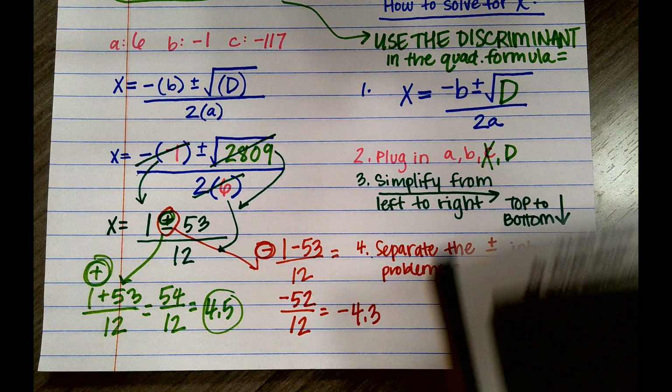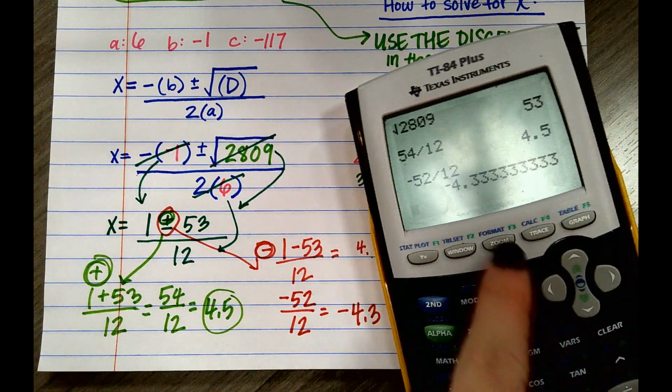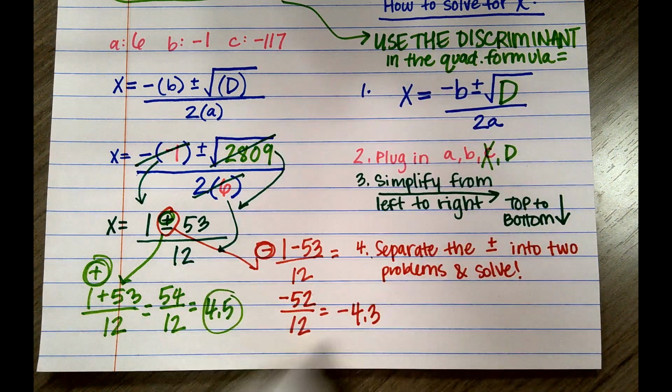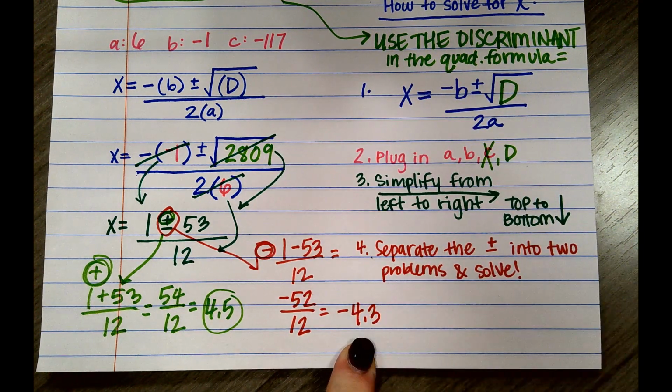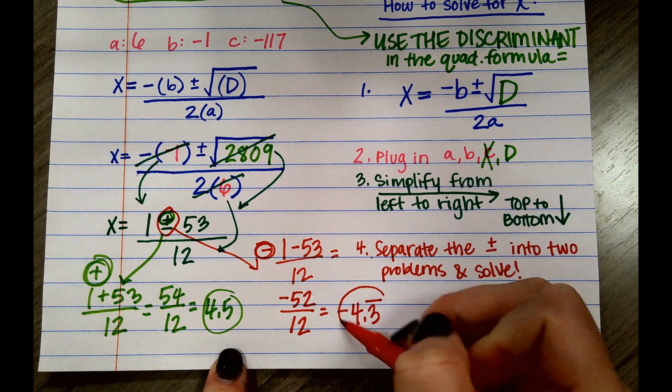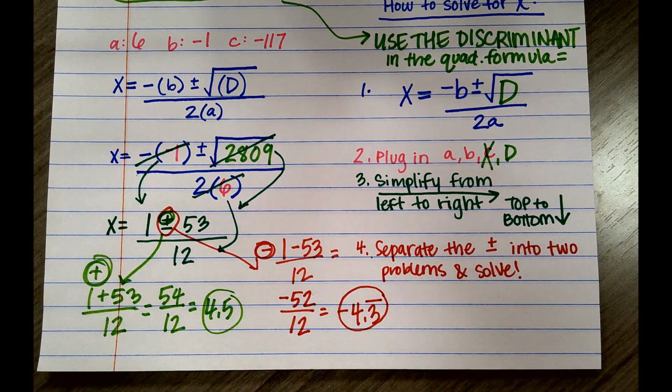Repeating means you are going to get those 3's continuing forever. It will never stop giving you 3's. So instead of trying to write that out, you just put a line over it, and that means that it's repeating. Doesn't matter if we put 4.33? Yeah, that would be fine. This is the most accurate answer, but if you just put 4.3 or even 4.33, that's fine with me.